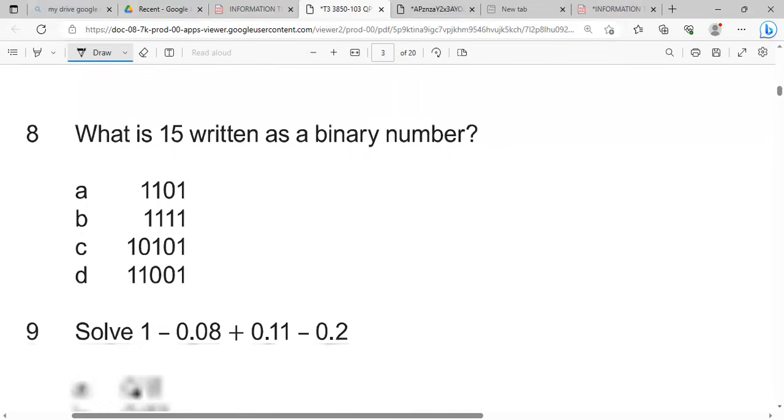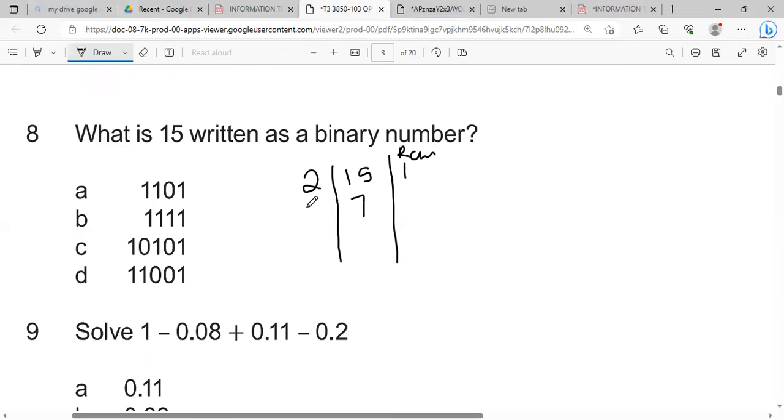Let's look at number 8. What is 15 written as a binary number? Now, my friend Shauna K texts me about this. It's very easy, guys. All you're doing is putting the remainder over here. So you're going to have the remainders up here. Next, you say 2 into 15. That goes 7 times, remainder 1.